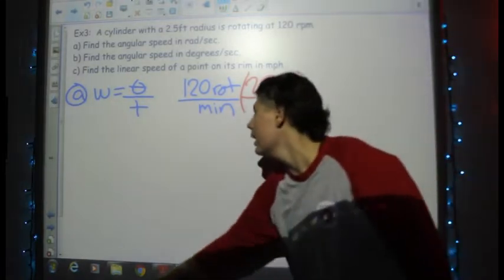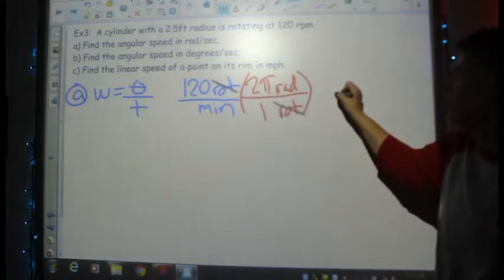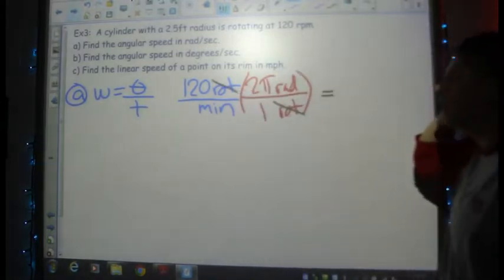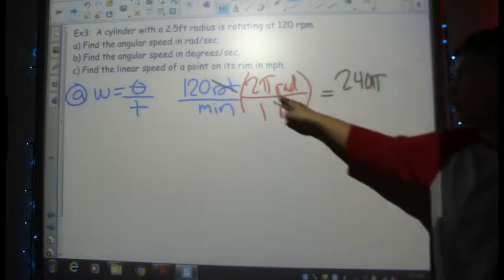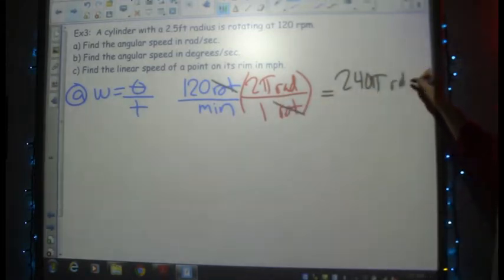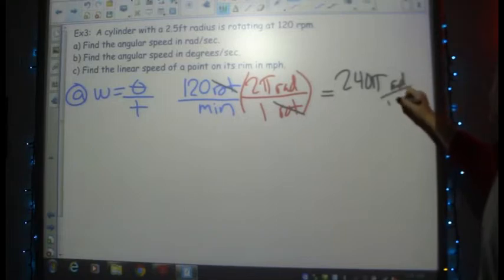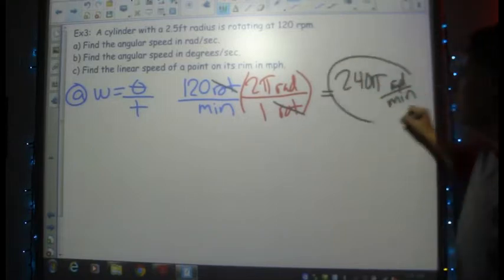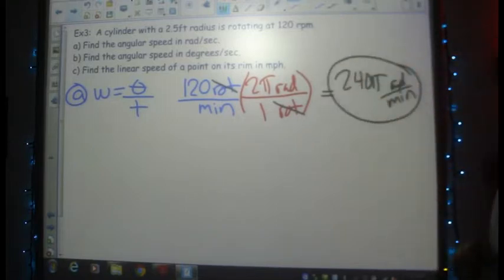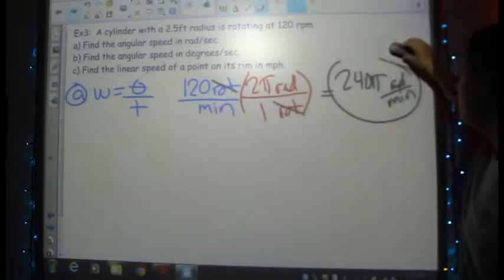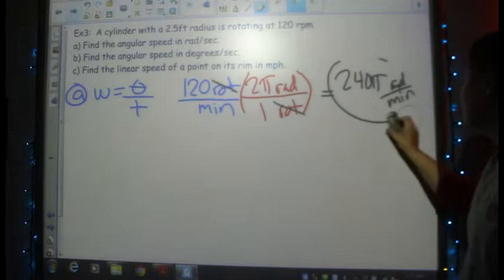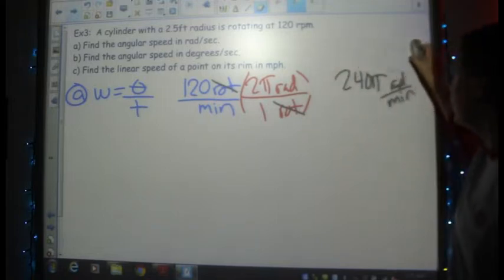All right, so again, my rotations cancel. All I have to do is multiply. So I wind up with 240 pi radians per minute. Oop, there's my A. Radians per minute. So for part A, it asked me, wait, is that the answer for part A? I circled it like it was the answer, but is that the answer? No, that is not the answer. And I know that's not the answer because I read the question.